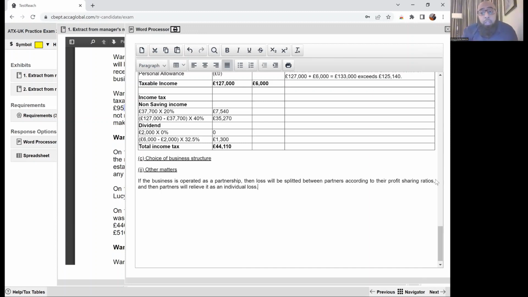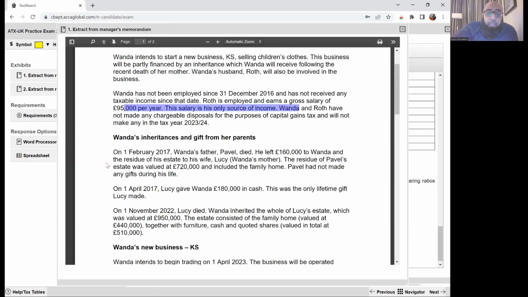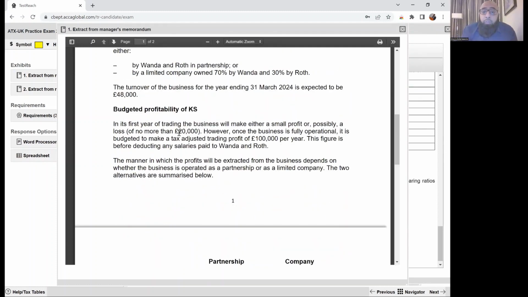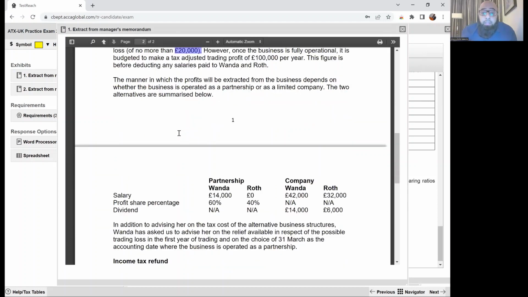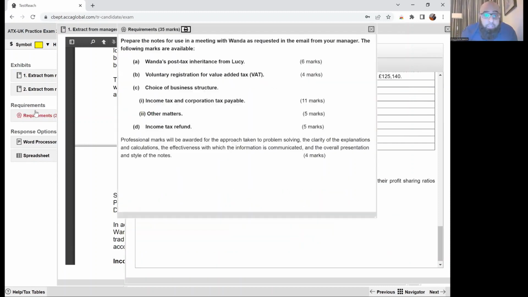If the business is operated as a partnership, then the loss will be split between partners according to their profit sharing ratios after adjusting their salaries. Now their salaries will also increase the loss. Because if it is written that the partnership will make a loss of no more than 20,000, we will write the partnership loss, then we will add the partner's salary of 14,000. The loss will increase, and then we will apply the profit sharing ratio to split the residual loss.